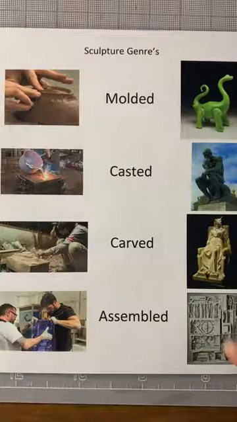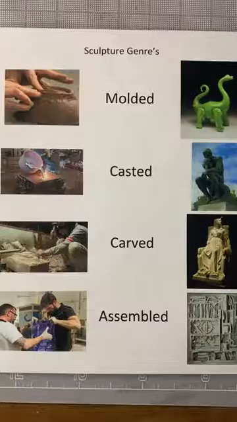This artist here, she took broken pieces of furniture and scrap wood and things that she found in the dumpsters or saved, and she assembled them together to create these giant abstract sculptures. So she's taking different materials and putting them together. That is assemblage. Okay, so those are the 4 different types of sculpture genres.